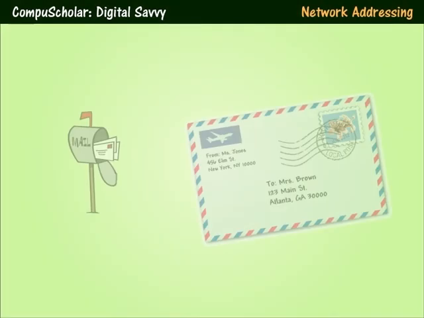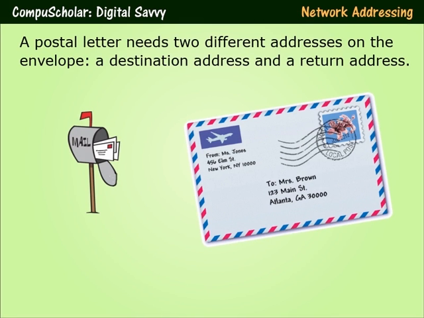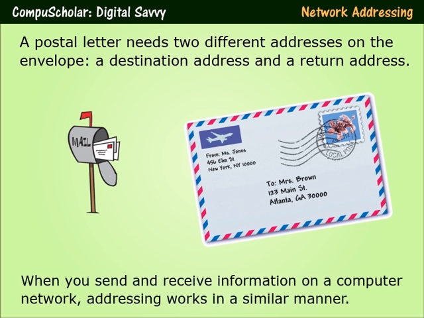If you've ever sent a letter through the mail, you know that you needed to write two different addresses on the envelope, a destination address and a return address. The destination address told the post office where to deliver the letter, and the return address told the recipient how to send a return message. And when you send and receive information on a computer network, addressing works in a similar manner.